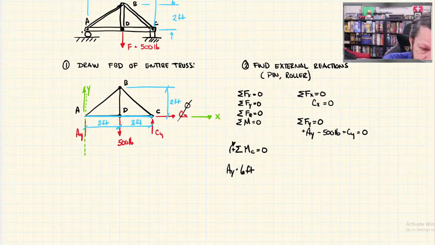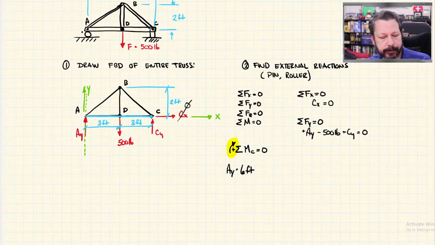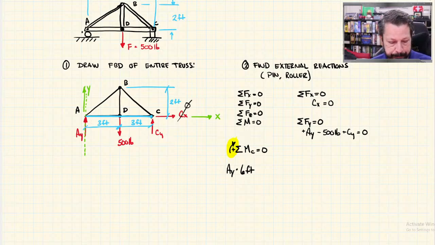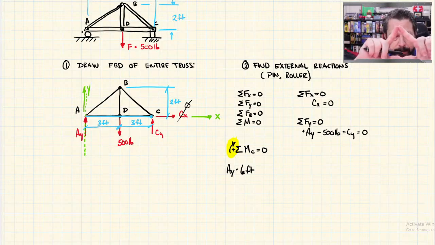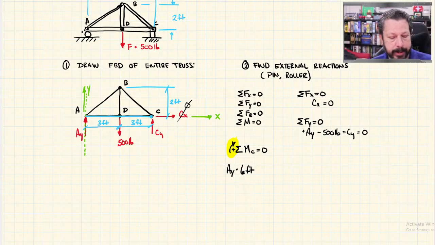So I said that clockwise moments are positive. So does the force AY, which lost its arrowhead somehow, so there's the arrowhead on it, tend to make this truss want to rotate clockwise or counterclockwise about point C? If I imagine I've got the truss right in front of me and I push up on it at point A, it would cause that truss to go around clockwise about point C. So this gets a positive sign.